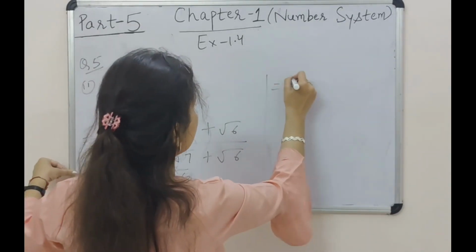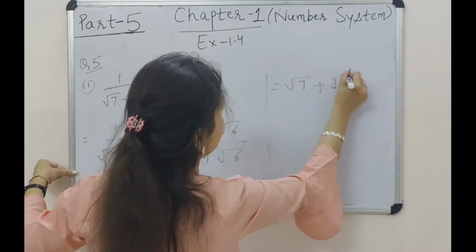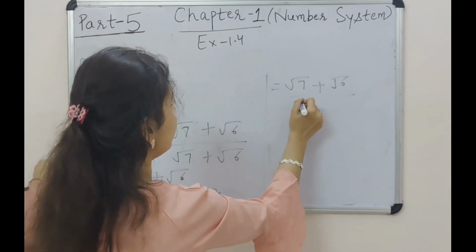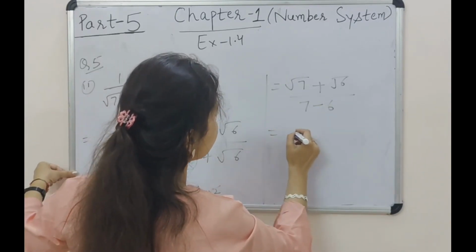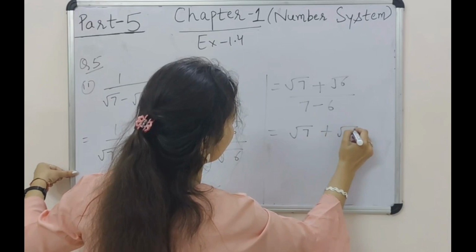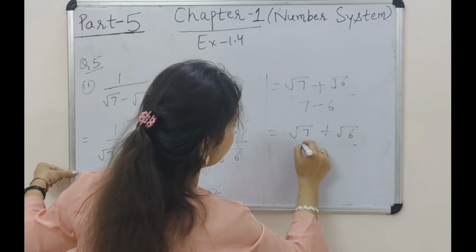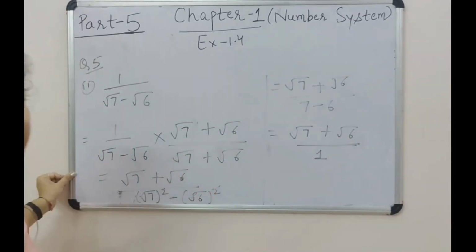Simplifying, it goes with this, it becomes 7 and here we have 6. 7 minus 6 becomes 1. Clearly your denominator has now become a rational number. It is clearly free from the irrational factor now.